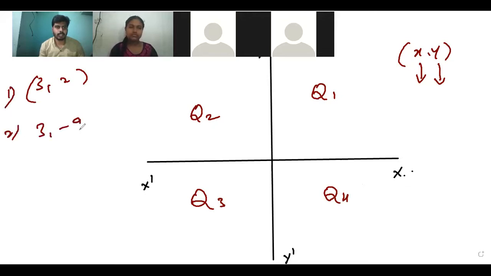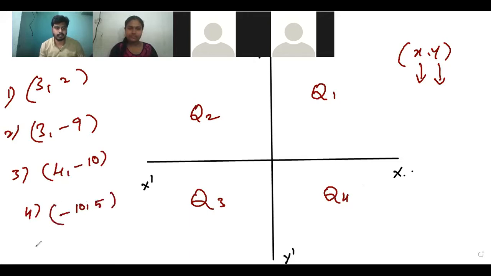Suppose I take the points 3 comma 2, 3 comma minus 9, 4 comma minus 10, minus 10 comma 5, and minus 2 comma minus 3. Look at these, I will ask the question.